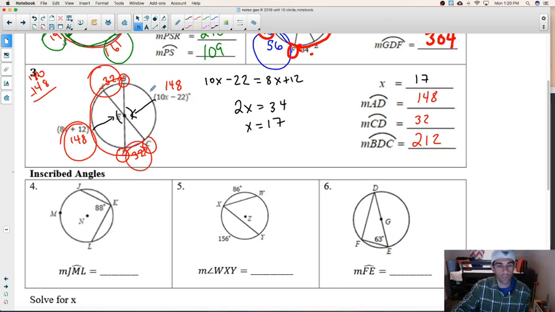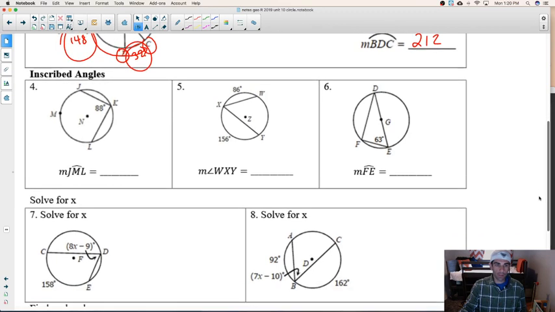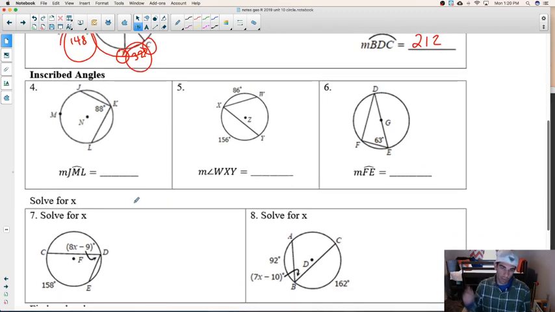Right, so there's a little practice, kind of doing the same things that we did in 1 and 2, but now we're throwing an x in there instead of me just giving you the angle. All right, so now let's do some practice with inscribed angles. Remember, inscribed angles, if you're going out from the angle, you're going to double it. If you're coming in from the arc, you're going to take half of it.